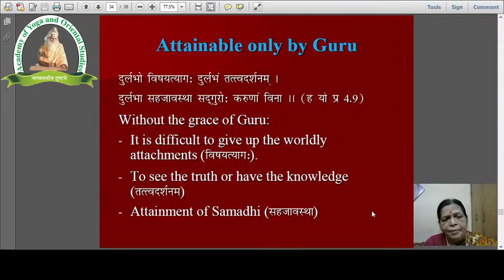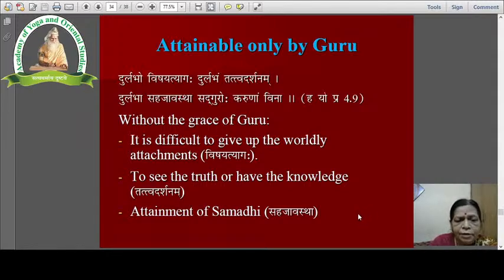Now, Samadhi can be attained only by the Guru. The yogi cannot get it by himself. From the beginning, it is said that one should do everything according to the instruction of the Guru. Here also, in order to attain the state of Samadhi, he has to take the help of the Guru. He should do everything according to the instruction of the Guru.